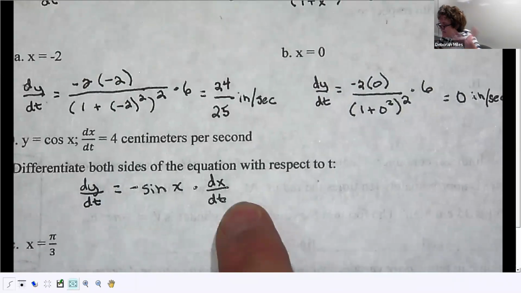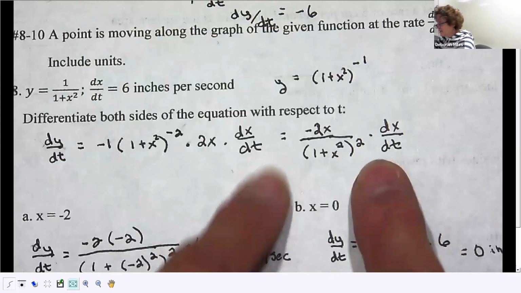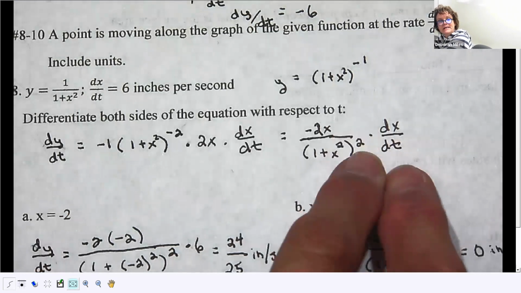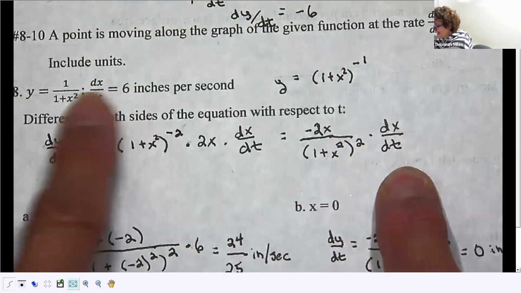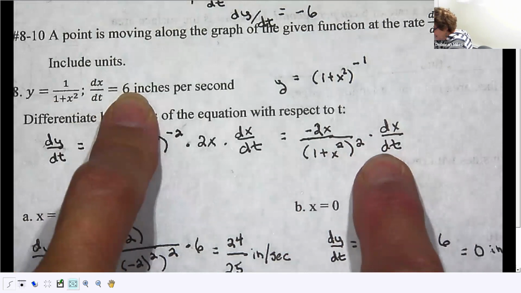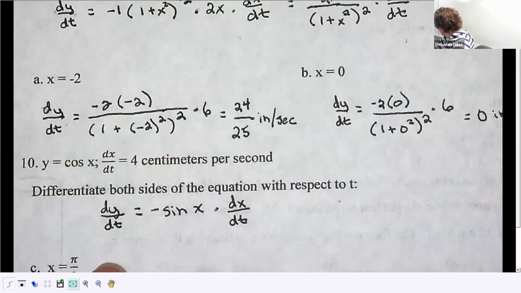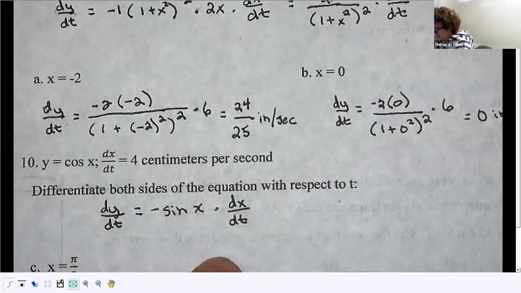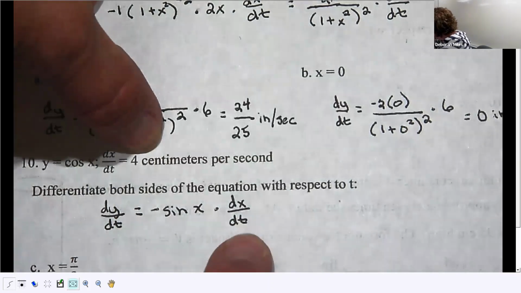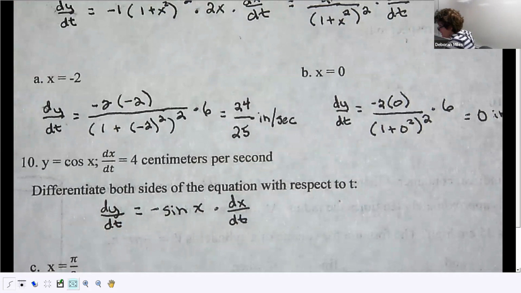Now, something I didn't think to say in number 8 was, after we differentiated, we can say that dx over dt is a constant. That rate at which x is changing is a constant, 6 inches per second. I could have put the 6 in right here instead of substituting it in both places. So I'm going to do that on number 10, just because I remembered. If dx over dt is 4, then I can put that constant 4 in the place of dx over dt here instead of having to do it in parts A, B, and C.